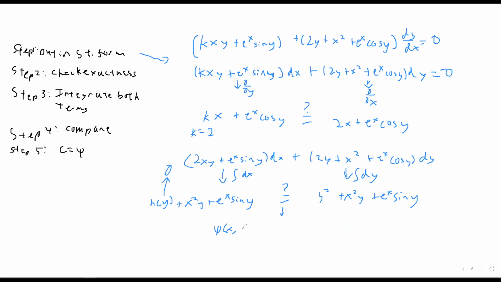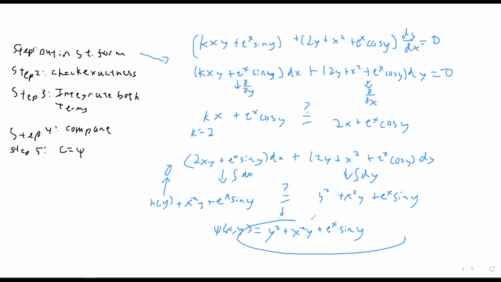So the final answer is almost ready. We have phi of x, y is simply equal to the compared full term, y squared plus x squared y plus e to the x sine y. We don't write 2x squared y or 2e to the x sine y. We're not adding them together. We're looking at them and comparing them until we figure out what the term was that gave us both this guy and this guy. We can even check this. We can take the derivative of this with respect to x, and you see that we get 2xy plus e to the x sine y, which is this guy right here.